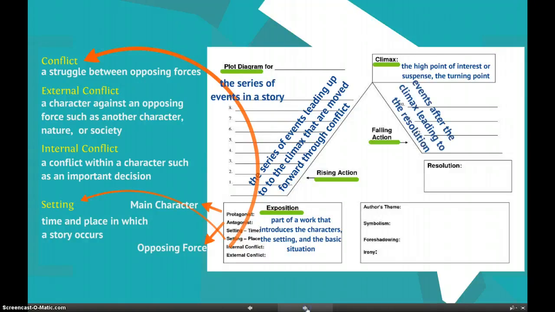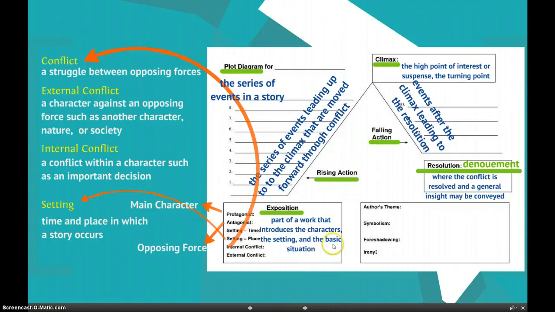But falling action are the events after the climax that lead to the resolution. So these are just small things that take place after the big final turning point of the story that lead to the resolution. Resolution, which can also be called denouement. So this is where the conflict is resolved and a general insight may be conveyed.